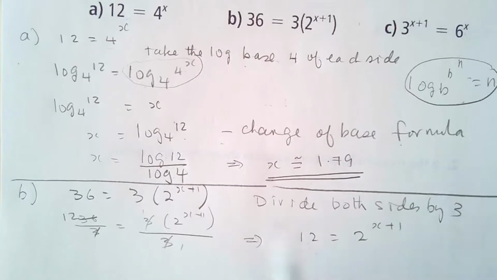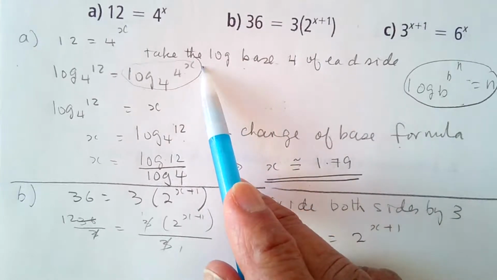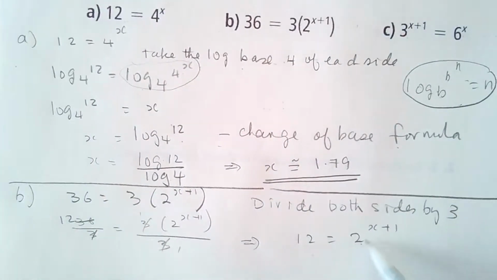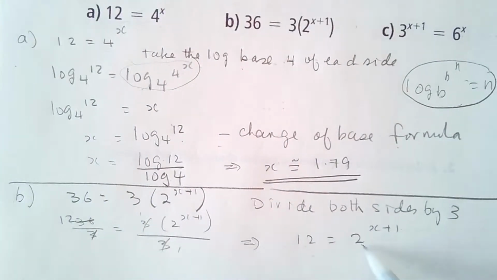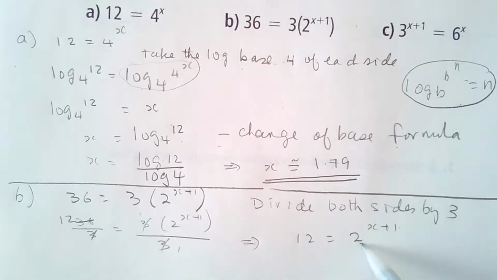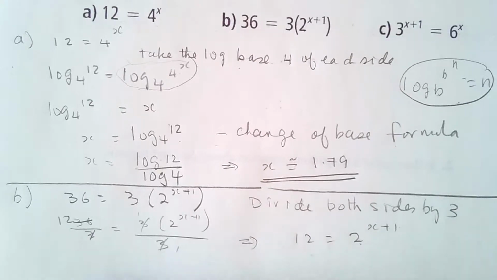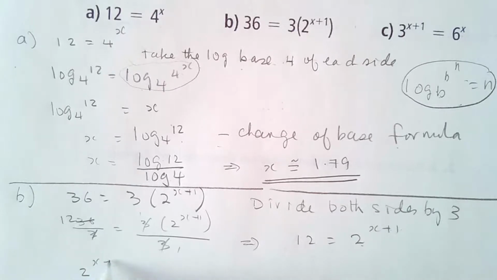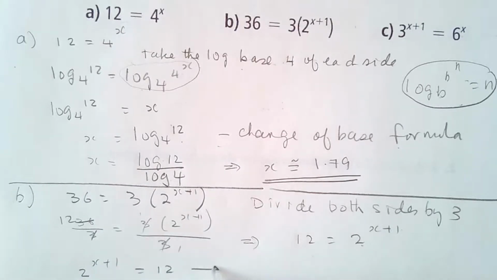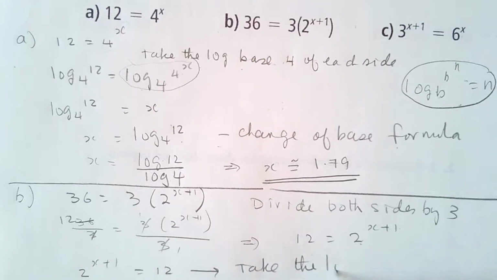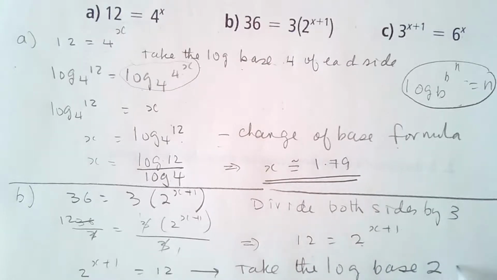Okay. Remember the first one we did here, we took the base 4. If you look where the x is. Now, if you look at this here, we have 2 to the power x plus 1. So we'll take the log of base 2 in this case. So let's move on. I'll just rewrite it here. I'll just make it 2 to the x plus 1 is equal to 12. So take the log base 2 of each side.